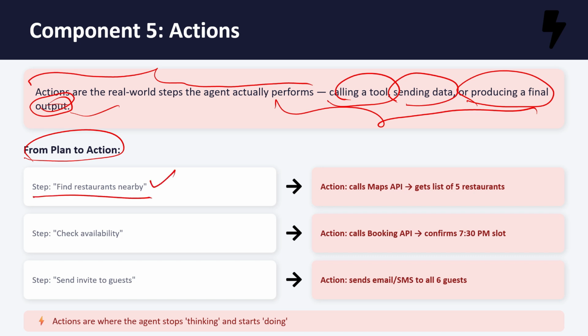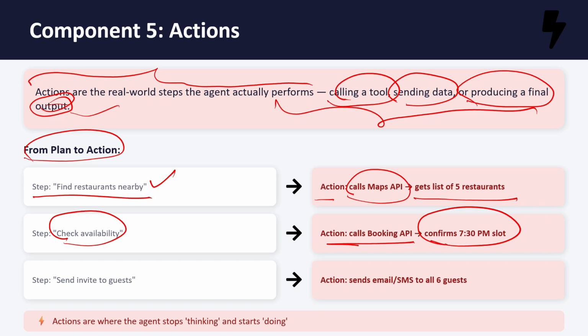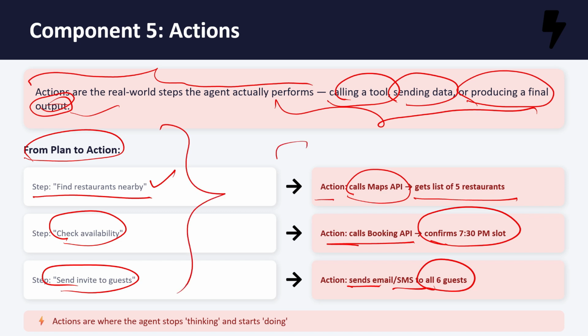Step: find restaurants nearby. So it will call map APIs and get all five restaurants nearby. Check availability: it will call the booking API and confirm the 7:30 p.m. slot. Send invite to guests: send email and SMS to all guests. Right, so that means there is a plan, and for each and every plan there will be corresponding actions.